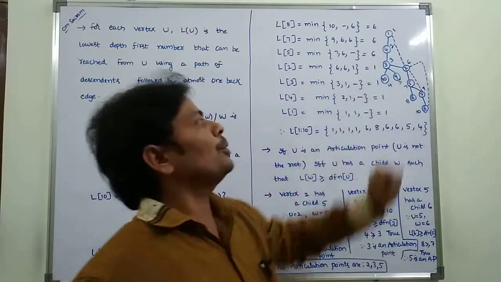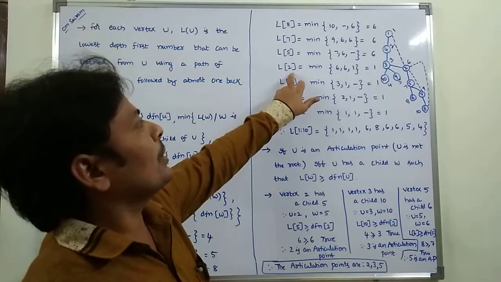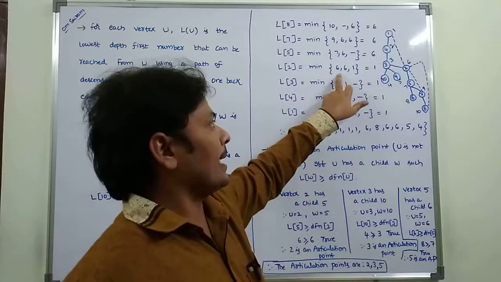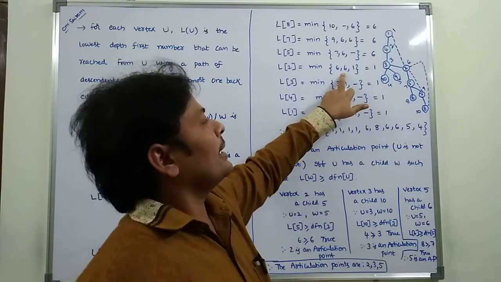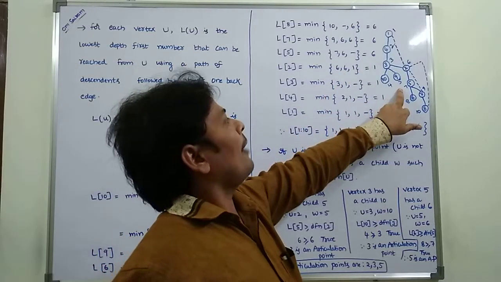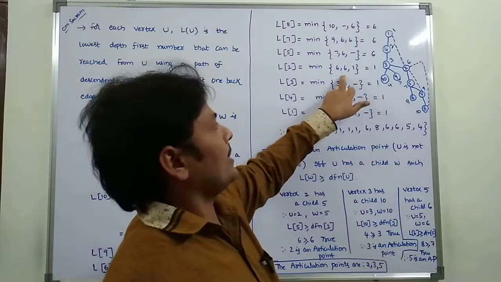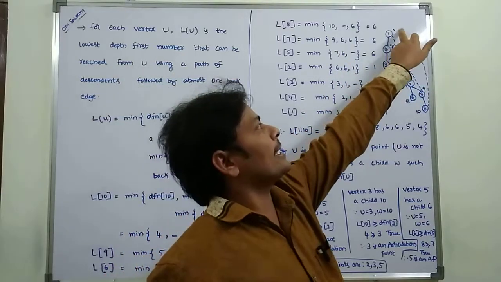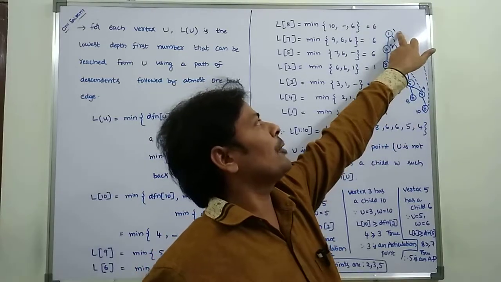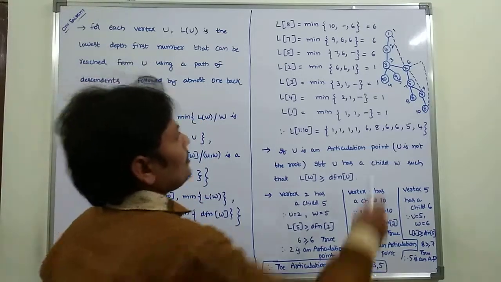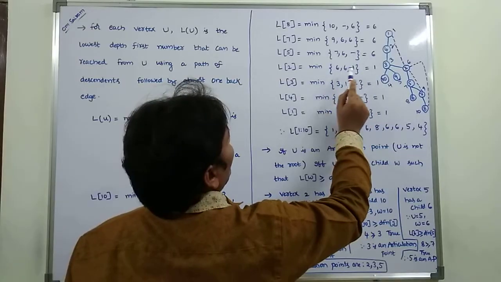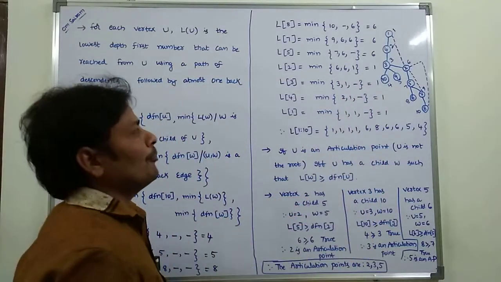Next, L of 2. After 5, next go to vertex 2. So L of 2 is equal to minimum of DFN of 2, which is 6 comma. Next, what are the descendants for 2? So here 5 is there. L of 5 is 6 comma. There is a back edge: 2, 1. Here U value is 2, W value is 1. So L of 1 value is equal to 1. So minimum of 6 comma 6 comma 1 is equal to 1.